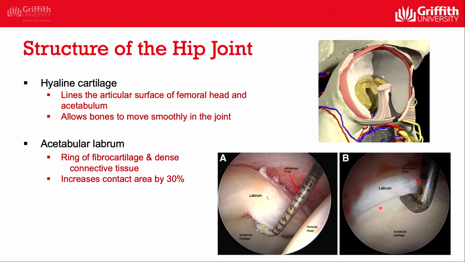Along the rim of the acetabulum, there is this ring of fibrocartilage called the labrum. Okay, it is a dense connective tissue. And also here in this diagram, this ring of cartilage increases the contact area or the surface area of the socket by about 30%. By increasing that surface area, it increases the stability at the hip, and it also increases the surface area for the forces to be dissipated through, so reducing the load or the stress within the joint.